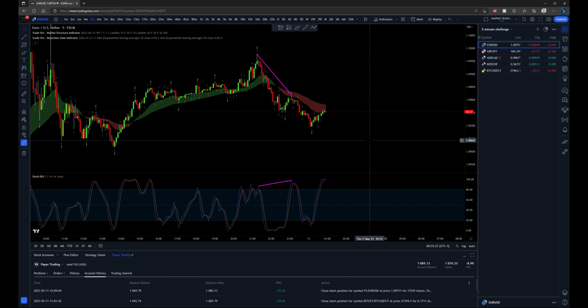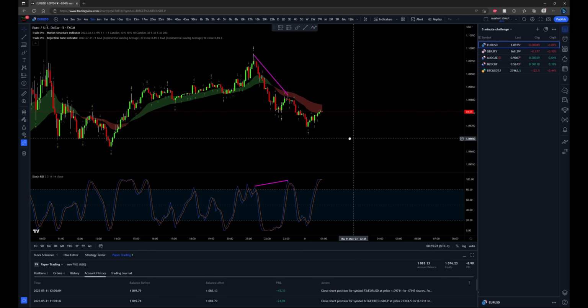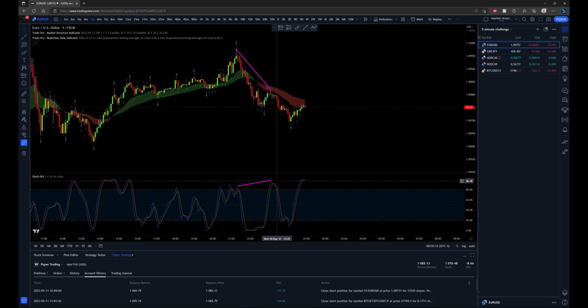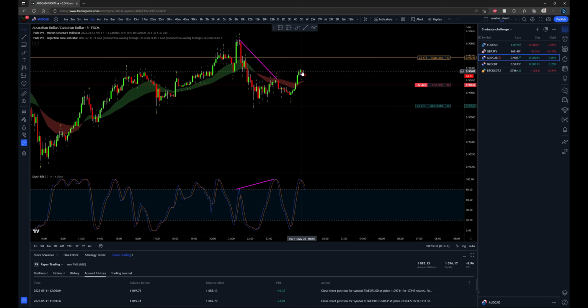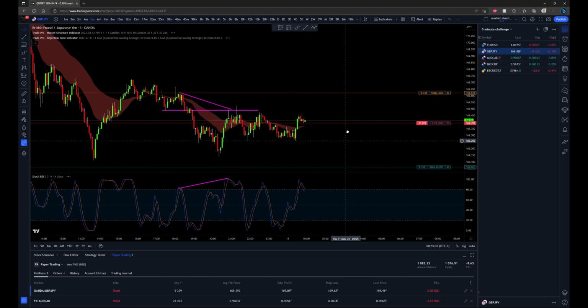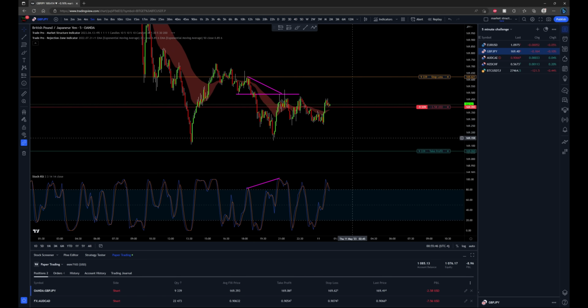All right, quick update for the euro against US dollar trade. This one hit profit target here. Hidden divergence played out, followed through. Looks like we have another hidden bearish divergence here. I'll enter a position on this one and we'll update this one. Pulling back more, still hasn't hit the stop loss, so we'll see how that plays out. And then for the British pound, Japanese yen, it's kind of just been going sideways, so we'll see how it plays out.